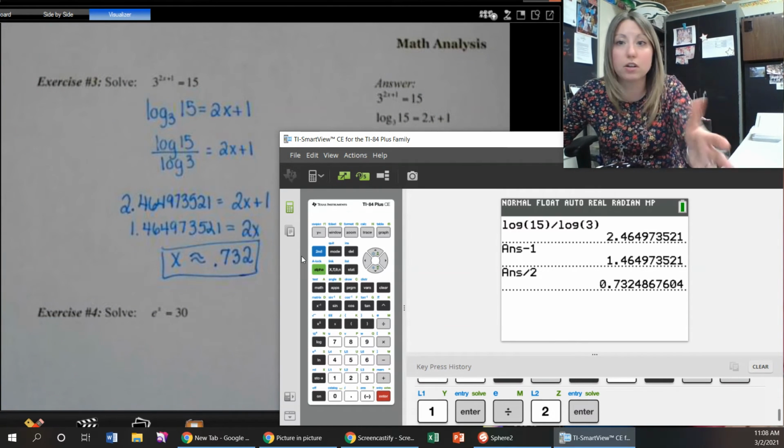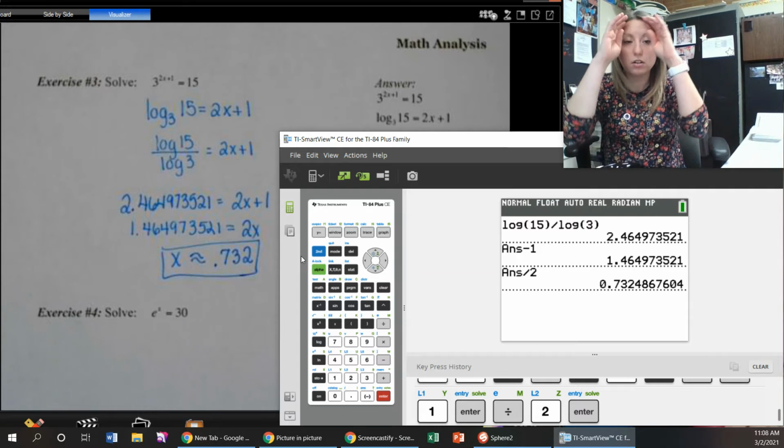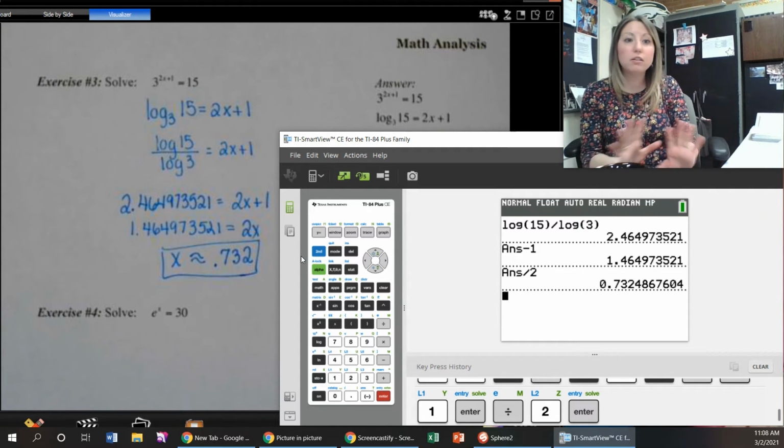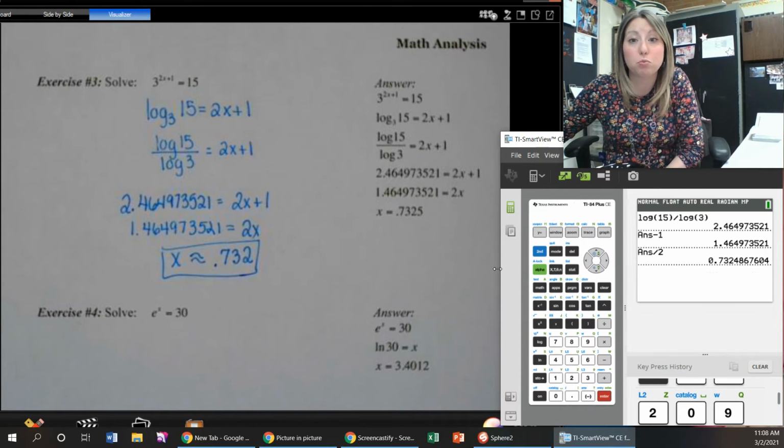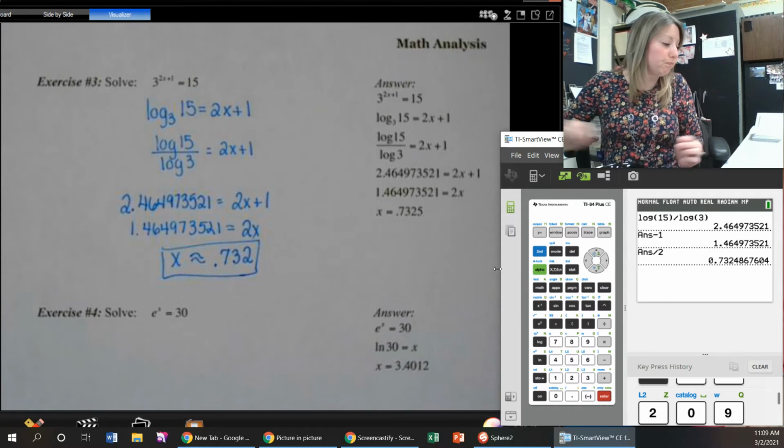And again, that's just a nice, easy conversion, right? And then we can just use our graphing calculator to finish the solving, getting x alone, when you can't get that same base with these exponential equations.